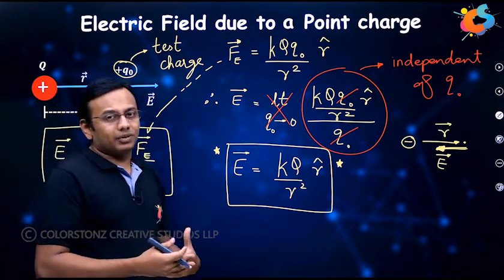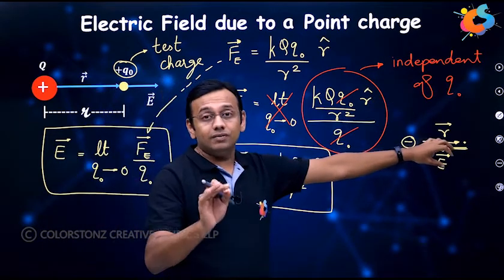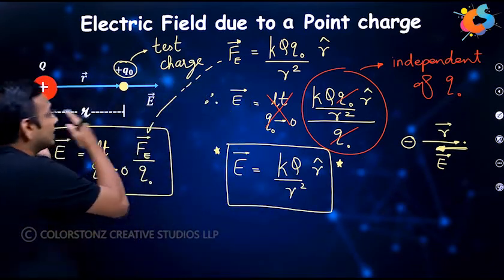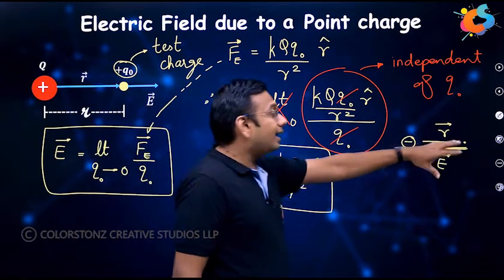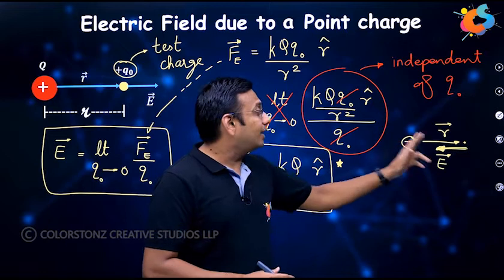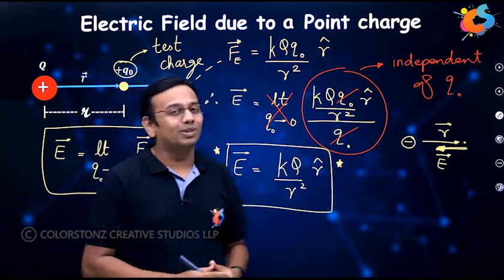So just imagine, if you forget, that there is a test charge, a positive charge, kept at that point. So what is going to happen? A positive charge will repel it, so that is the direction of the electric field. A negative charge will attract it, so that is the direction of the electric field for a negative charge. It is opposite to the direction of the position vector.